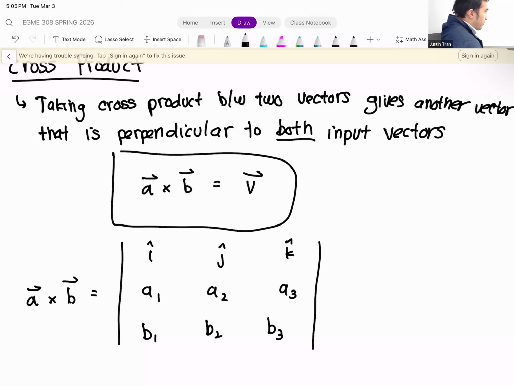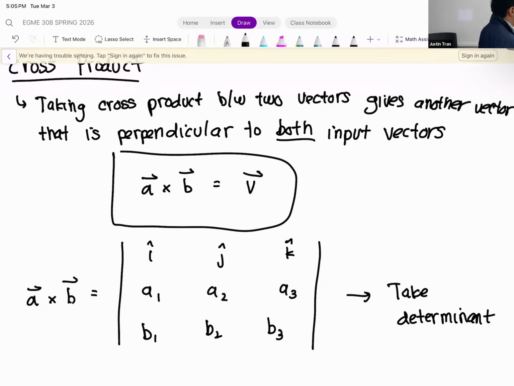This is the way I always learned cross products. There is a formula, and I'll put the formula after this, but I think this is a nice visual way to do it. What we're going to do here is take the determinant of this 3x3 matrix.